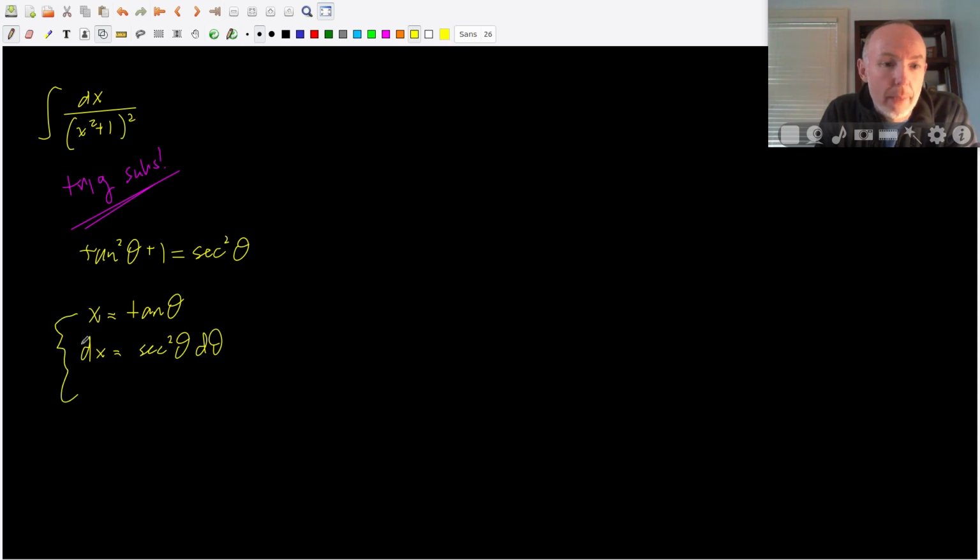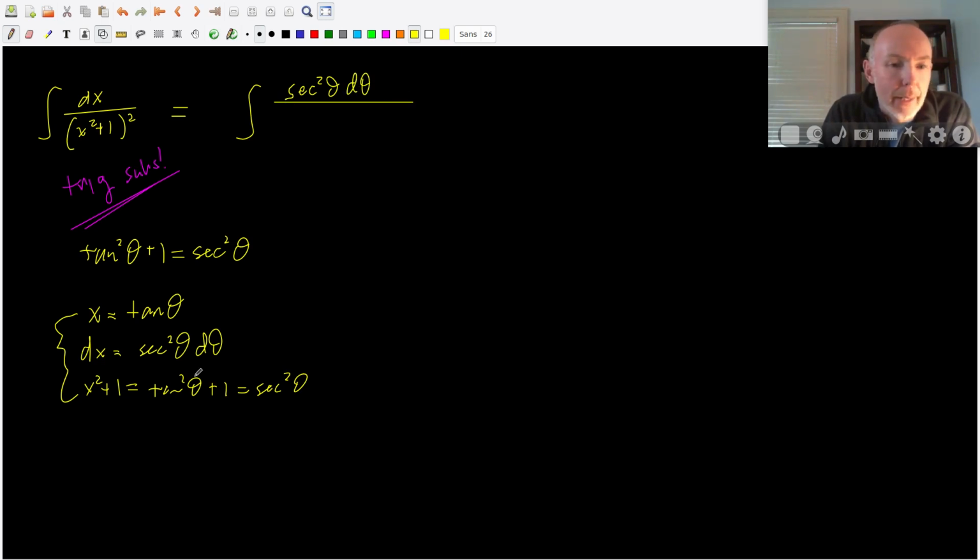And then the last piece that we want here is the x squared plus 1. Well, that's tan squared plus 1. And the idea of doing this in the first place is that that's just secant squared. So substituting all of that back in, we're going to get the integral of dx. Well, dx is secant squared theta d theta. This is good practice for the previous section, right? And in the denominator, we're going to get x squared plus 1. Well, that's secant squared, so this is secant squared theta, but that's squared. And so we've got 4 secants on the bottom, 2 on the top. So it's 1 over secant squared.